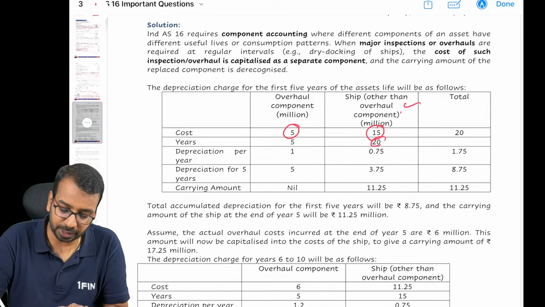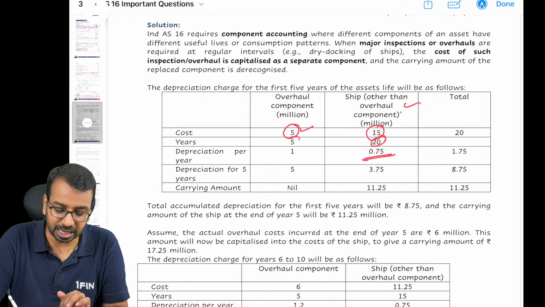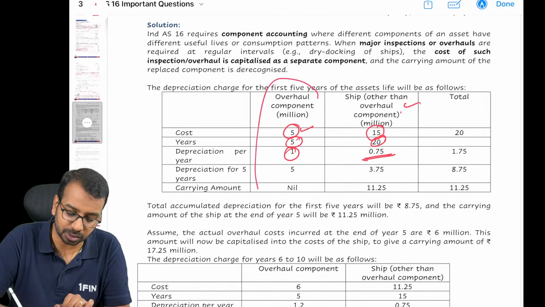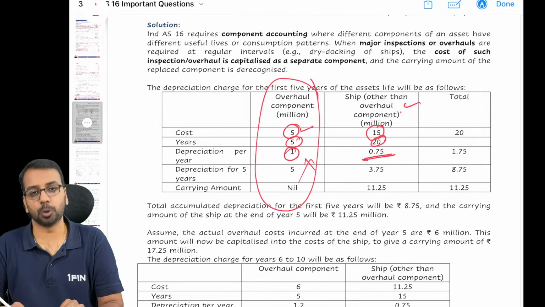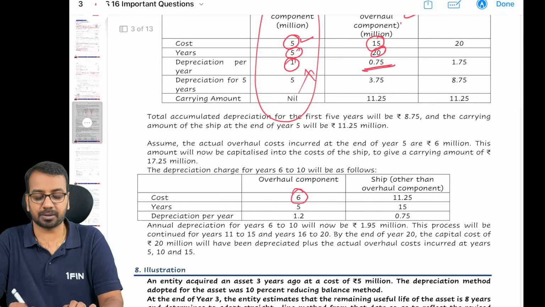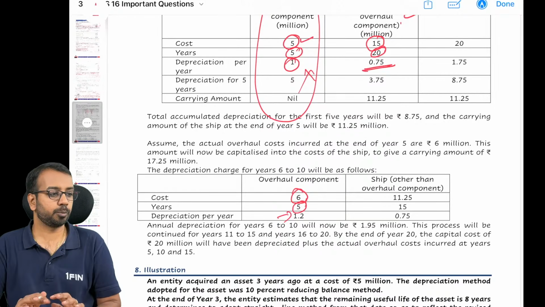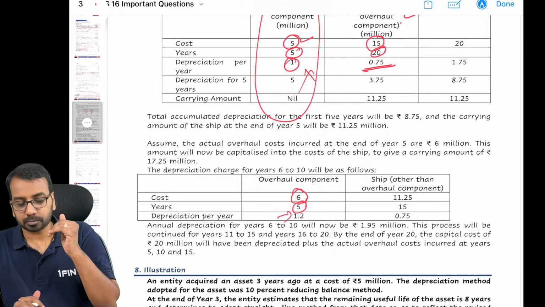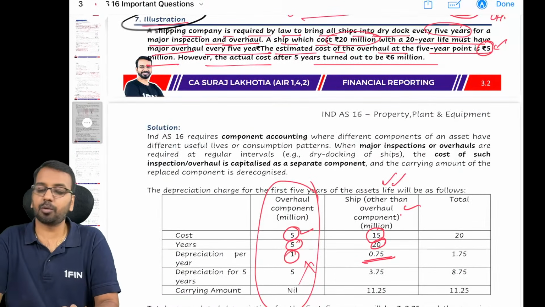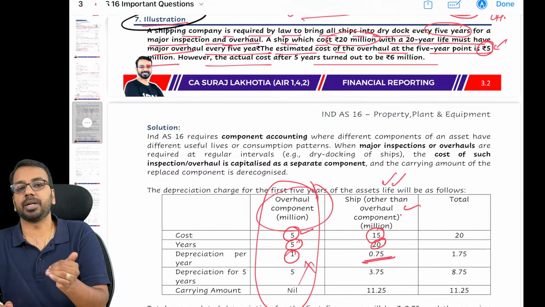The ship has a life of 20 years, so every year we will depreciate 0.75 million. The overhaul component has a life of 5 years, so every year we will depreciate 1 million. At the end of 5 years, this overhaul component will become 0, and we will incur a new overhaul component of 6 million. On that 6 million, over a period of 5 years, we will depreciate 1.2 million per year. So what has happened? Other components are being depreciated over a period of 20 years. The overhaul component is depreciated over a period of 5 years.